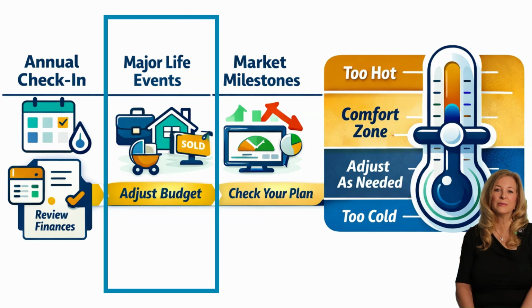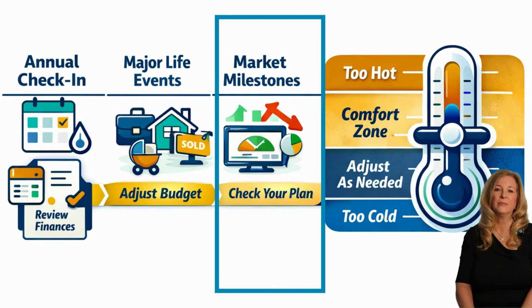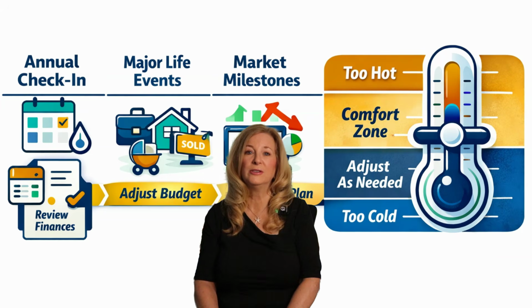Major life events. Review your budget immediately if you have a big change like a job change, a home sale, or a new grandchild. Market milestones. If the market has a significant year, up or down 20%, it's worth taking a peek at your chance of success on the dashboard to see how your safety margin has shifted. The goal is to treat your plan like a thermostat, not a thermometer. You only need to adjust the temperature when you move outside your comfort zone.